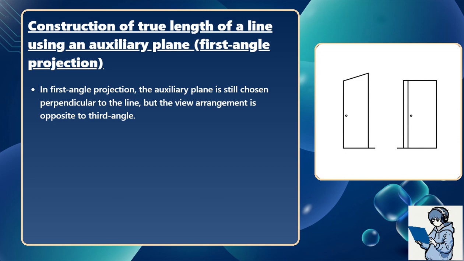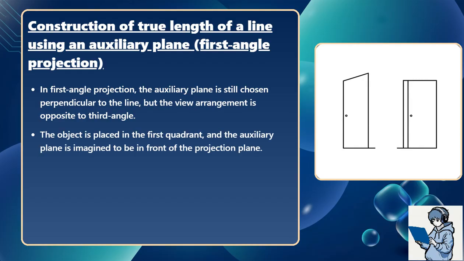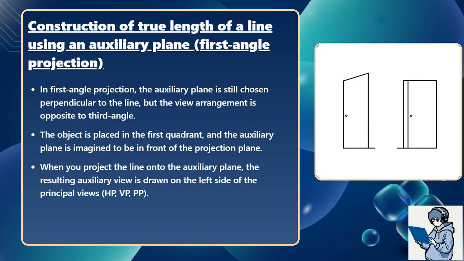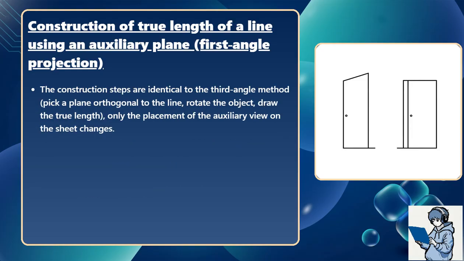In first angle projection, the auxiliary plane is still chosen perpendicular to the line, but the view arrangement is opposite to third angle. The object is placed in the first quadrant, and the auxiliary plane is imagined to be in front of the projection plane. When you project the line onto the auxiliary plane, the resulting auxiliary view is drawn on the left side of the principal views, HP and VP. The construction steps are identical to the third angle method.